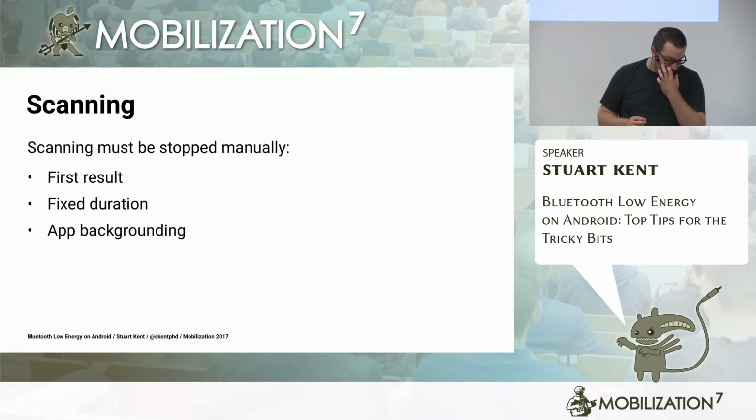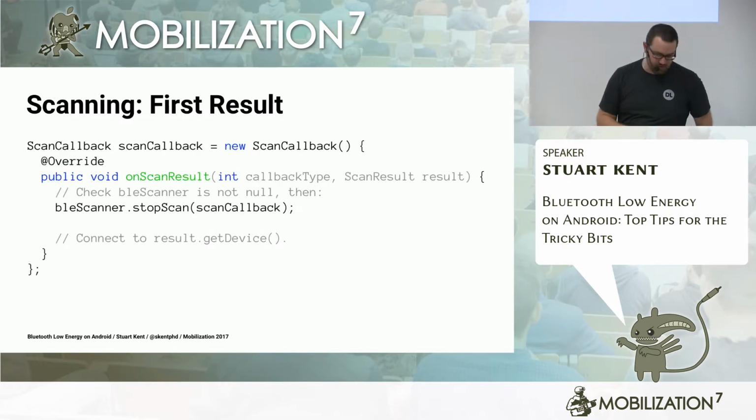Once we've started scanning, note that we must actually stop it manually. When we start, it will just continue going until we say stop. So there's a couple of different strategies you can use here. You can stop whenever you receive the first result. You can scan for some fixed duration of time and then put all the results together and display them to the user for choosing between. And you should probably also make sure you are careful about stopping scanning when the app moves into the background in the middle of a scan.